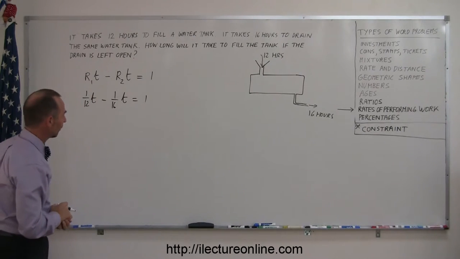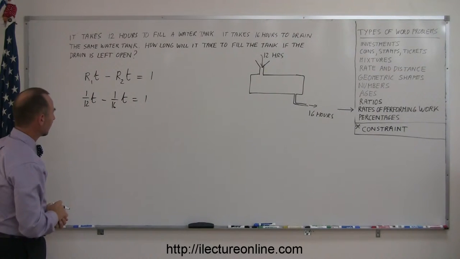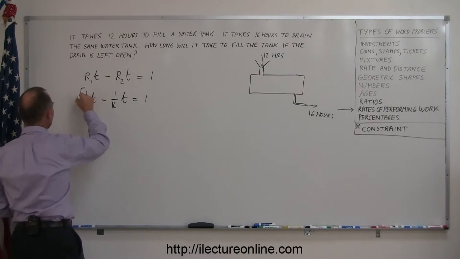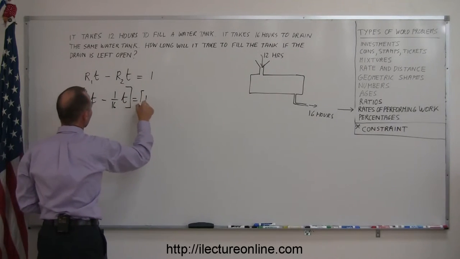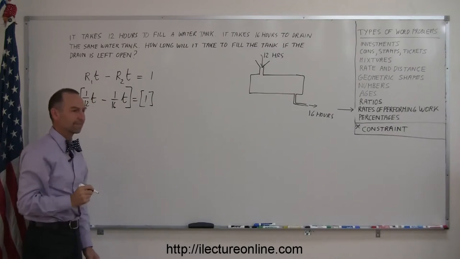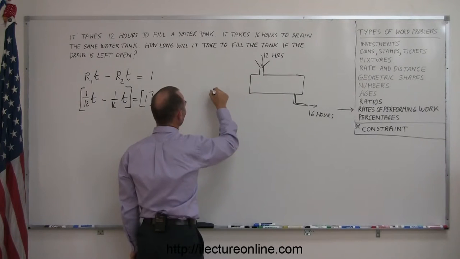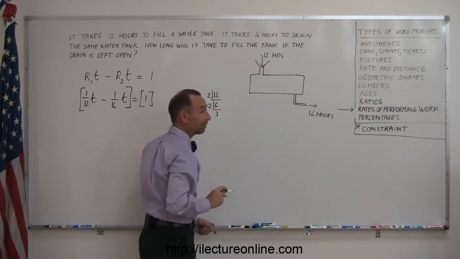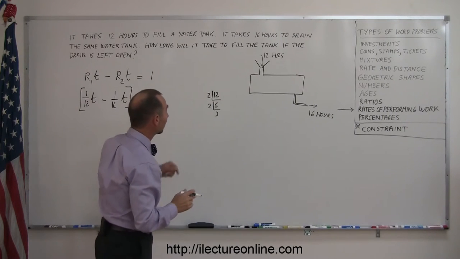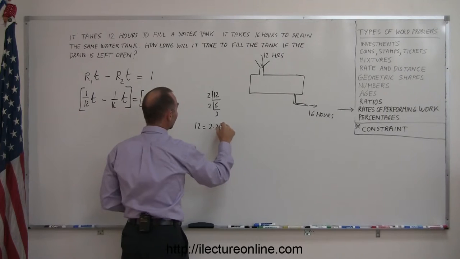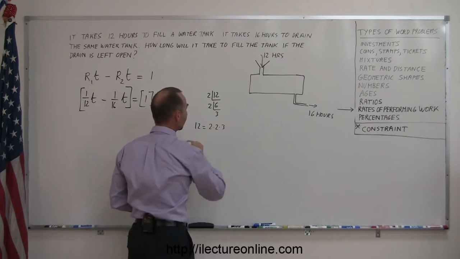And now we go ahead and solve the problem. Now we have fractions. That means we have to multiply both sides by the lowest common denominator. And what is the lowest common denominator for the numbers 12 and 16? Well, one way to figure that out is you take 12 and you divide it by 2. That gives you 6. Divided by 2 again, that gives me 3. So what I've done here is I've taken the number 12 and I can write it as the product of its primes. So 2 times 2 times 3 is 12.